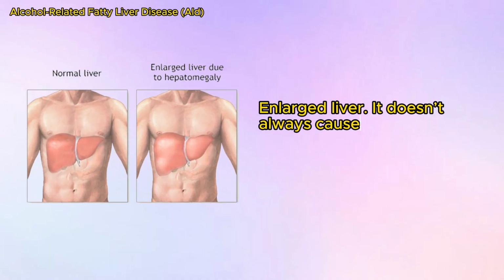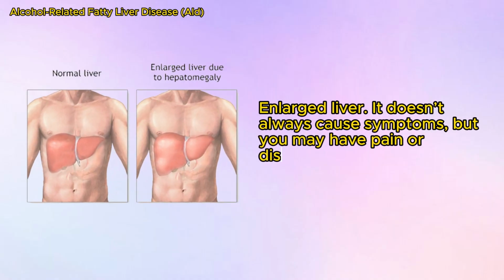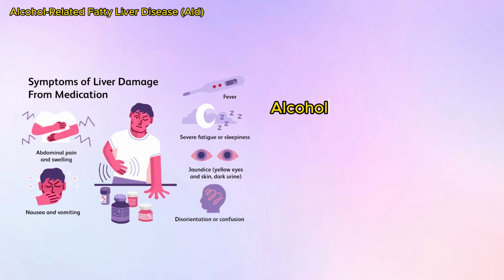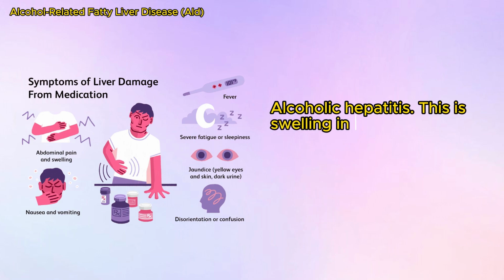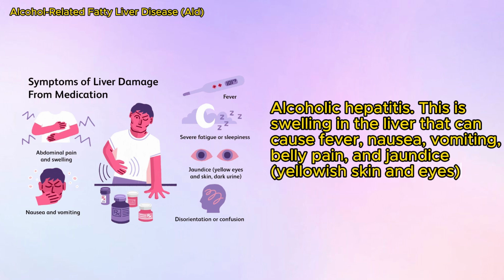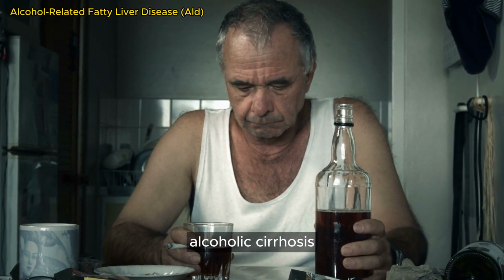These include enlarged liver. It doesn't always cause symptoms, but you may have pain or discomfort on the upper right side of your belly. Alcoholic hepatitis. This is swelling in the liver that can cause fever, nausea, vomiting, belly pain, and jaundice. Yellowish skin and eyes.